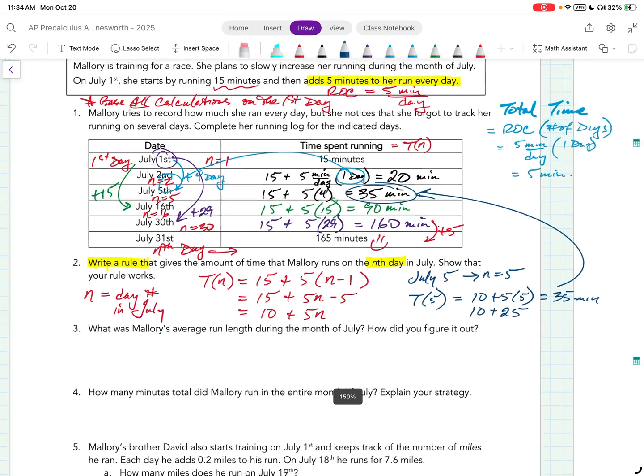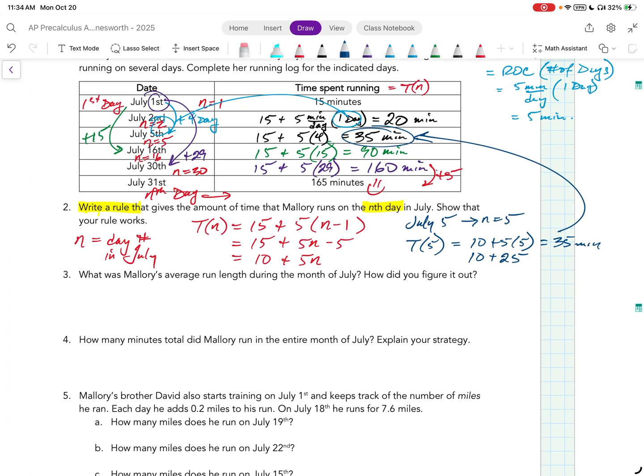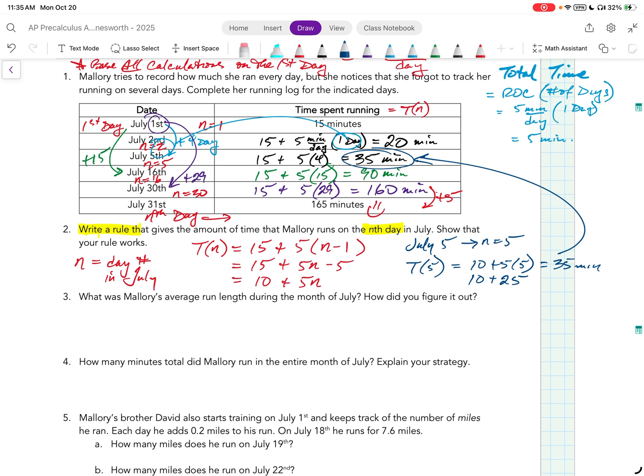Now, in general here, where we want to interpret things, we're going to call 15 minutes your first term. And in sequence notation, that is called a sub 1. That represents your first term. So really what our function here is, this first term plus 5, which is called the rate of change. It's referred to as the rate of change, but in sequences, that rate of change has another name. It's called the common difference, and it's denoted by d.